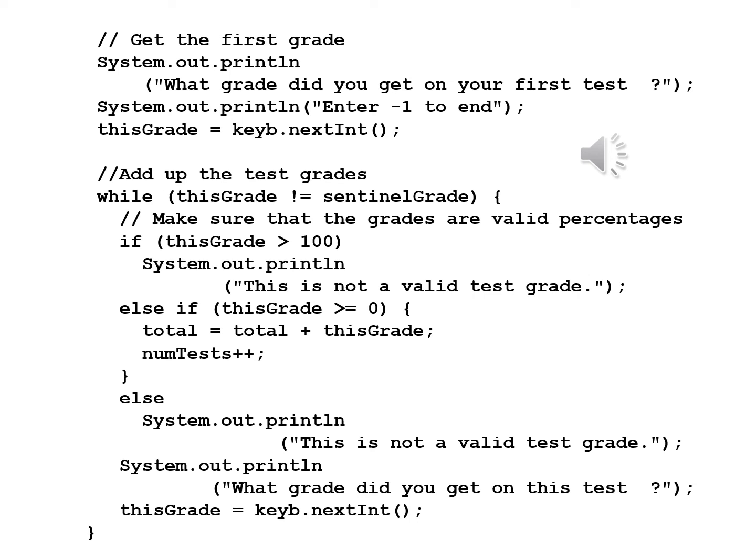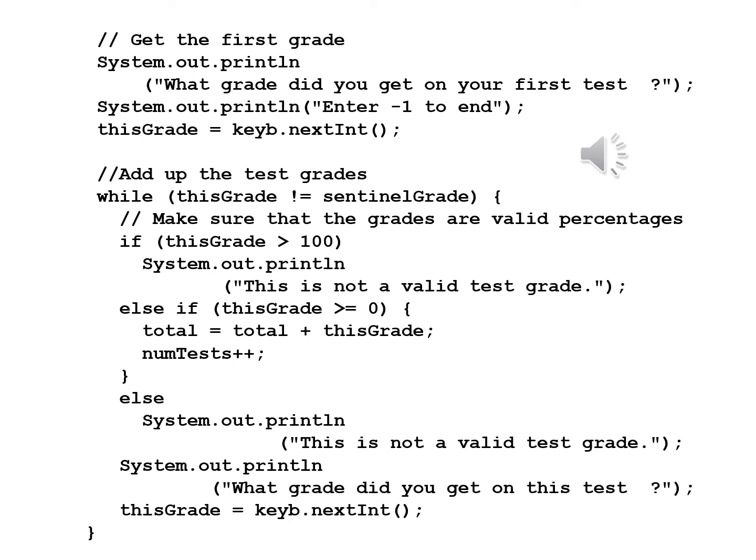I write the comment, get the first grade. I then prompt the user by writing System.out.println, what grade did you get on your first test? I then write System.out.println, enter -1 to end, so the user knows what to do to end the calculations in the program. thisGrade = keyboard.nextInt(). Before entering the loop, I write the comment, add up the test grades.